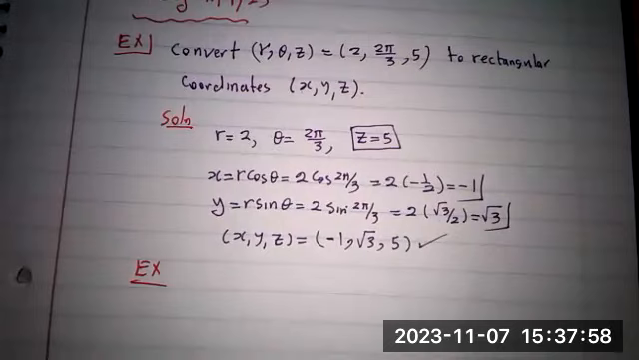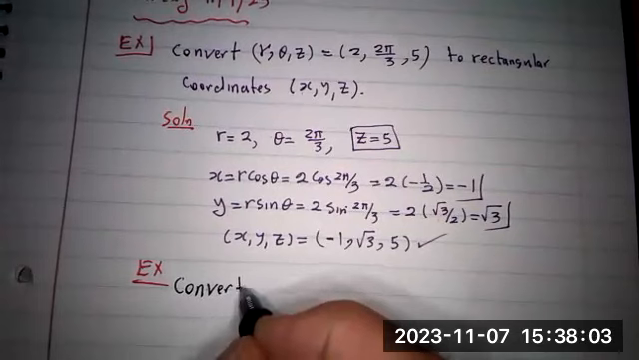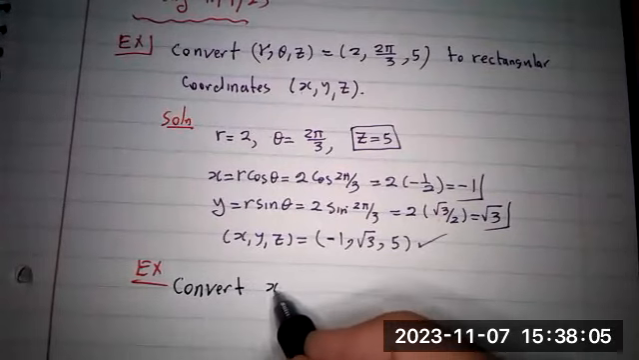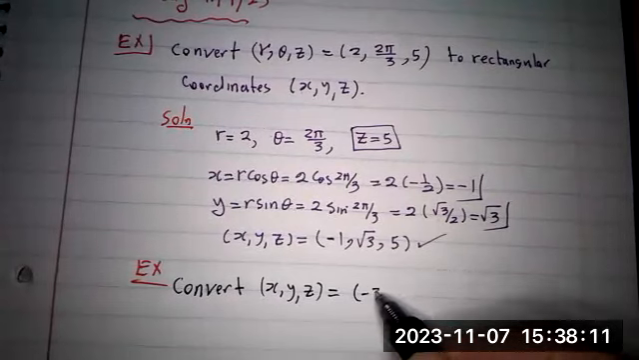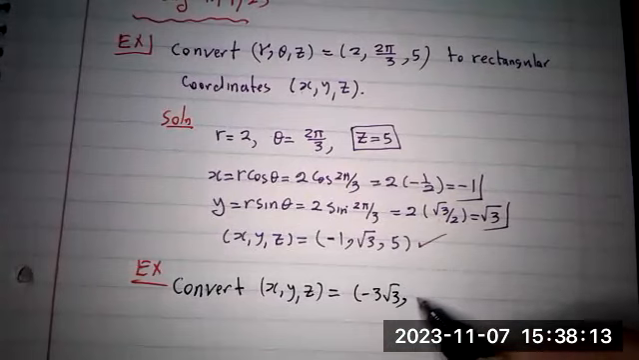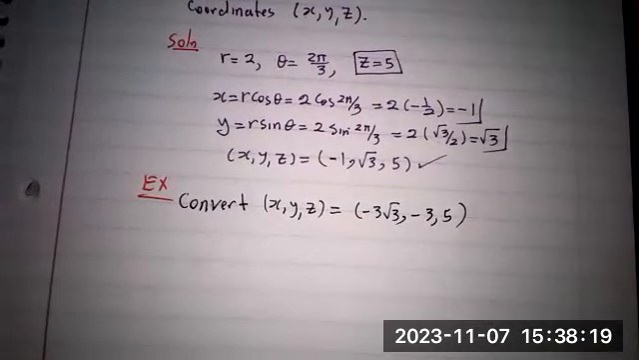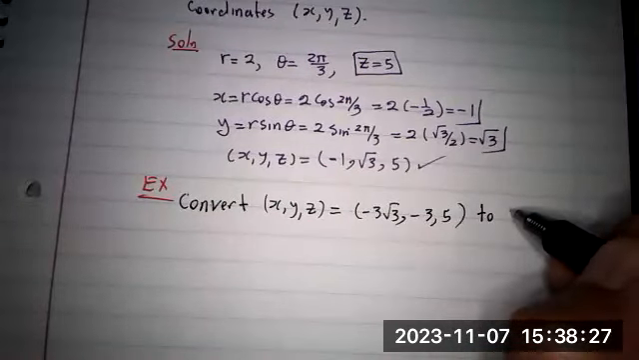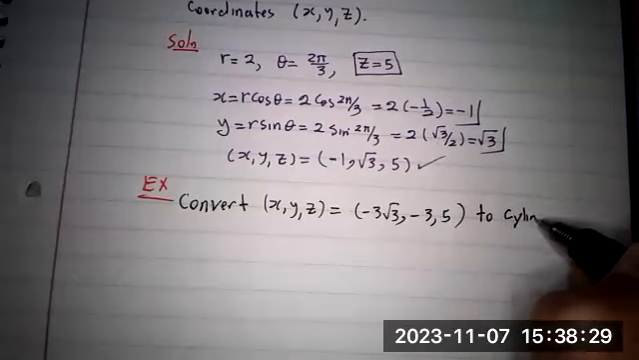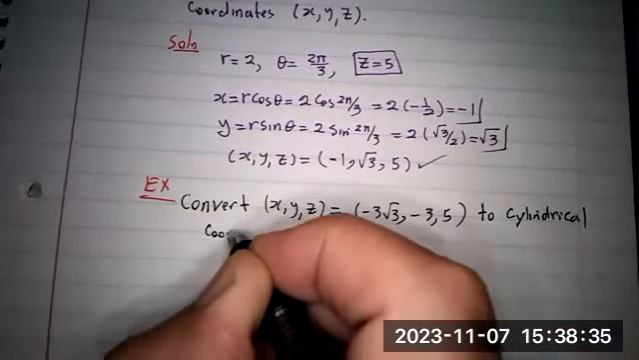So you want to convert this time the other way around. A point in xyz coordinates is given to you as (-3√3, -3, 5). So the point is in rectangular coordinates. Now you want to change it into the cylindrical one. So convert this one to cylindrical coordinates.